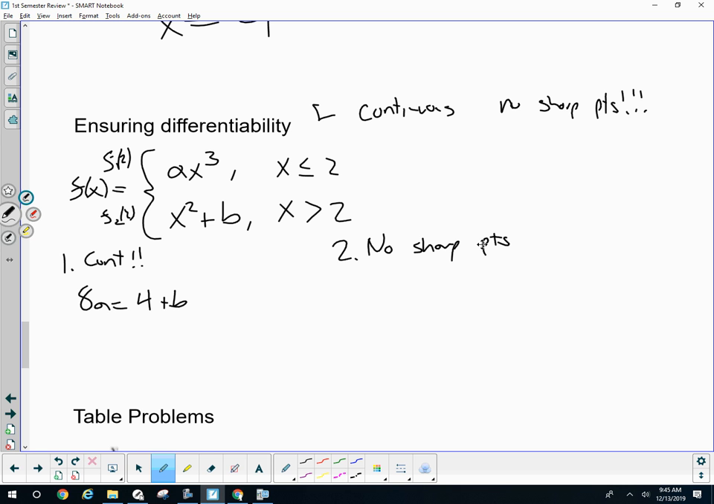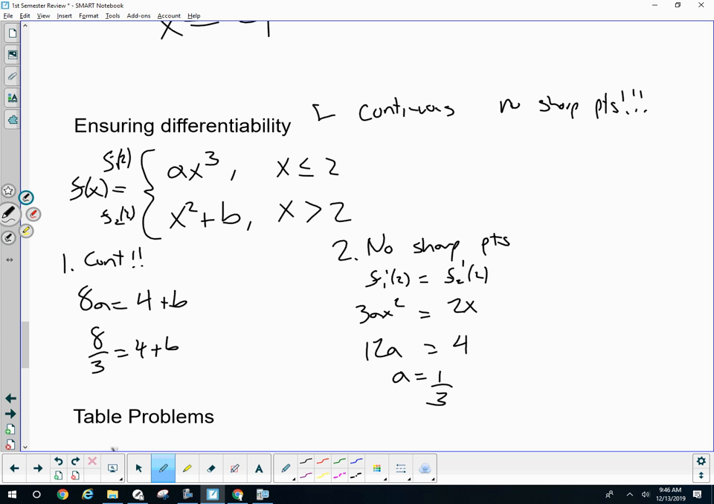Having no sharp points. No sharp points mean the tangent slopes must be approaching the same values as well, so that they don't meet up at a sharp point. You can't meet up like this. Instead, you have to meet up so it's nice and smooth, like that. So, the derivative of the first piece is 3ax squared, but I'm plugging in 2, and I get 12a. The derivative of the second piece is 2x, but I'm plugging in 2, I get 4. That gives me a is 1/3. Once I get a is 1/3, I can find b by plugging in 1/3 for a. That's 12/3. That's -4/3.